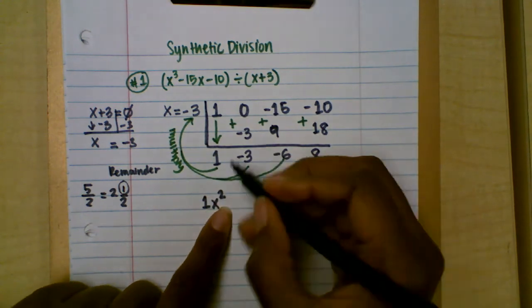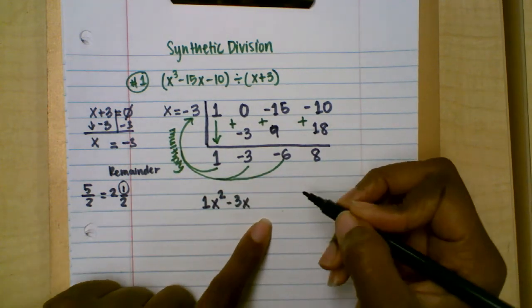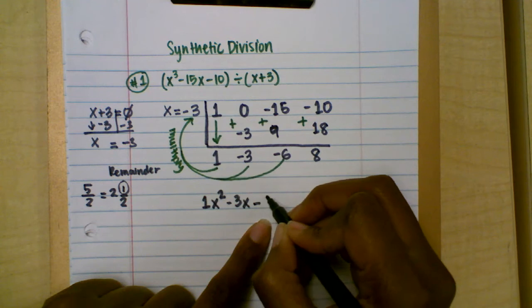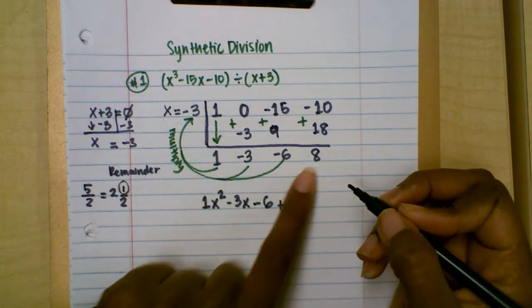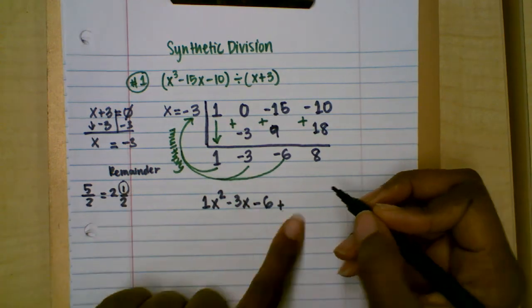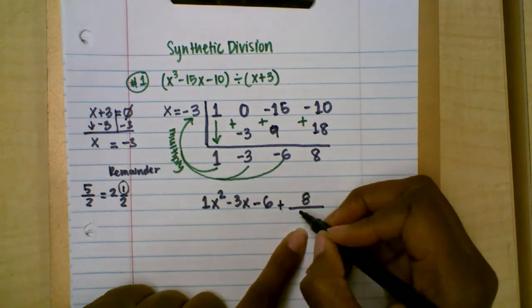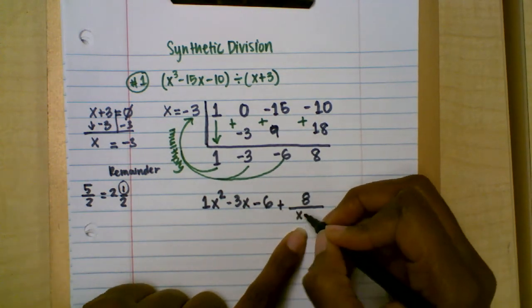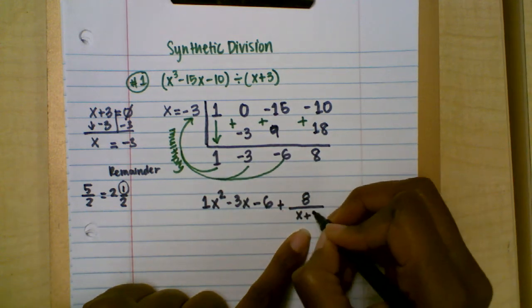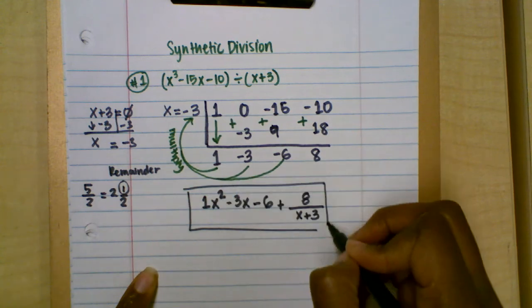So 1x squared minus 3x minus 6, and then you're going to end up plus what? The remainder. You put the remainder on top, over the divisor, which is x plus 3. And that's the final answer for dividing those two polynomials.